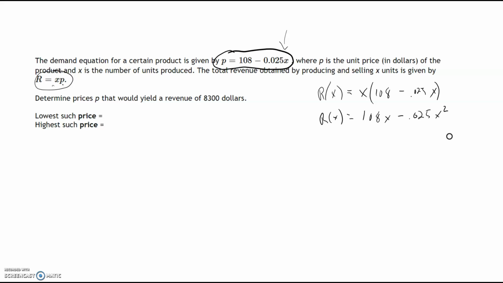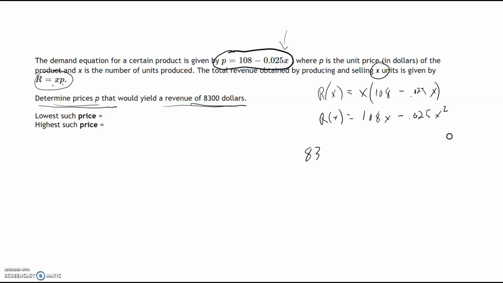This is a typical word problem, and then the question will be, well, what price P would yield a revenue of 8,300? Since we have this function that depends on x, we can find how many units we sell, and based on how many units we sell, that will determine prices P that would yield a revenue of 8,300.